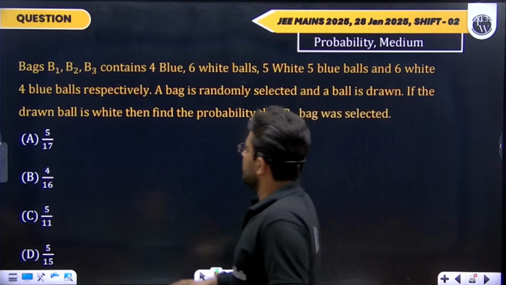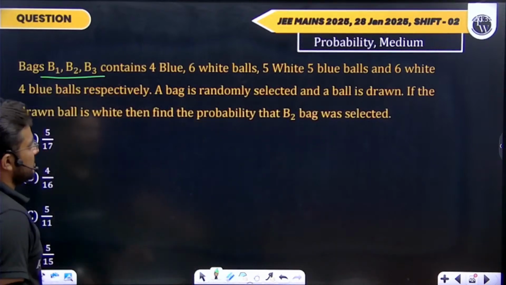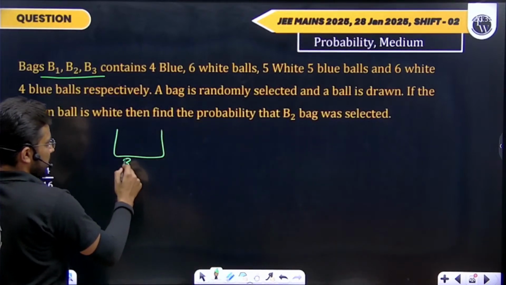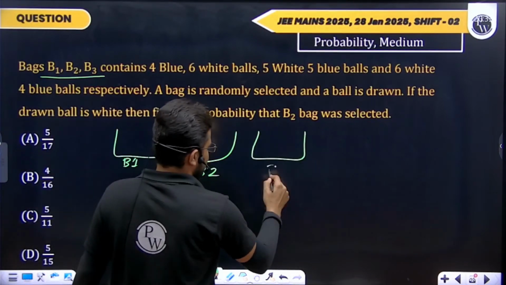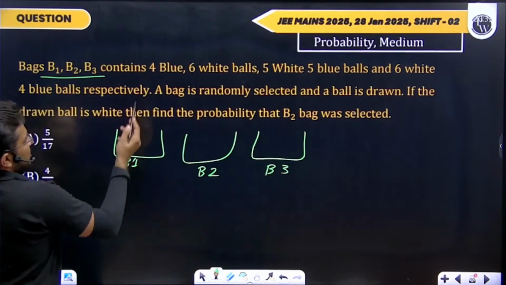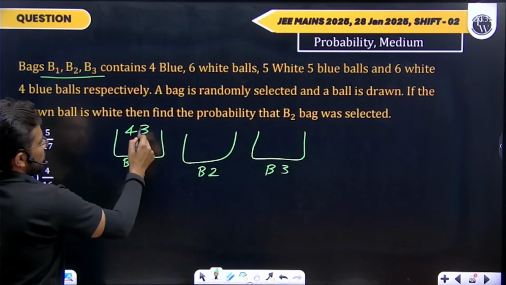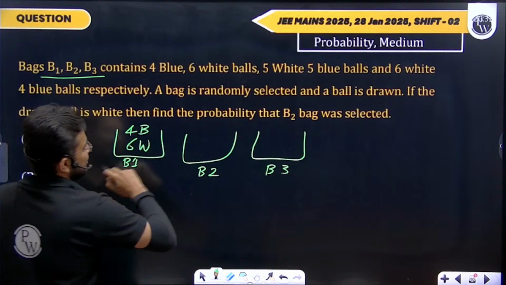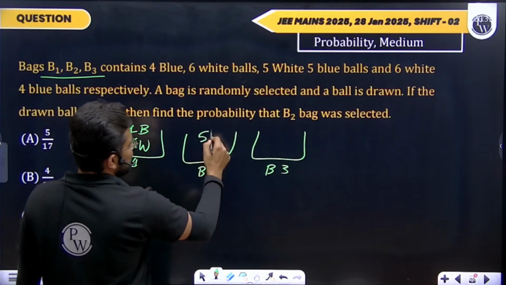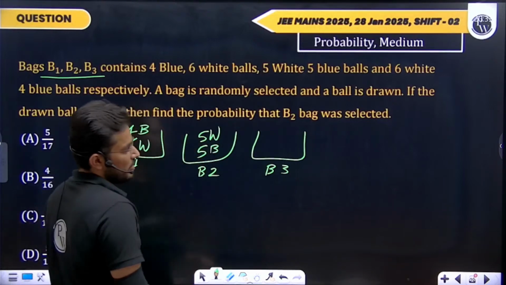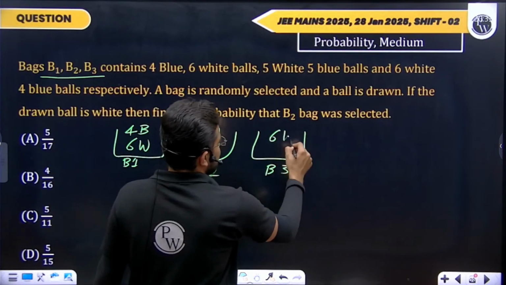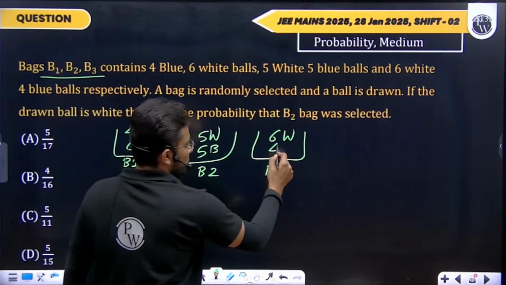Here in the question there will be 3 bags. So 3 bags: bag 1, bag 2, bag 3. In bag 1, 4 blue balls, 6 white balls. In bag 2, 5 white balls and 5 blue balls. In bag 3, 6 white balls and 4 blue balls.